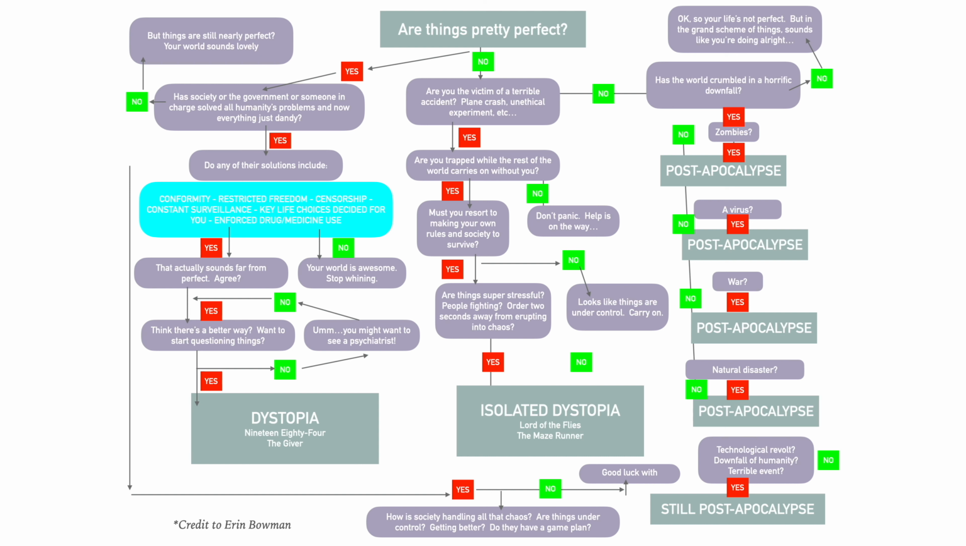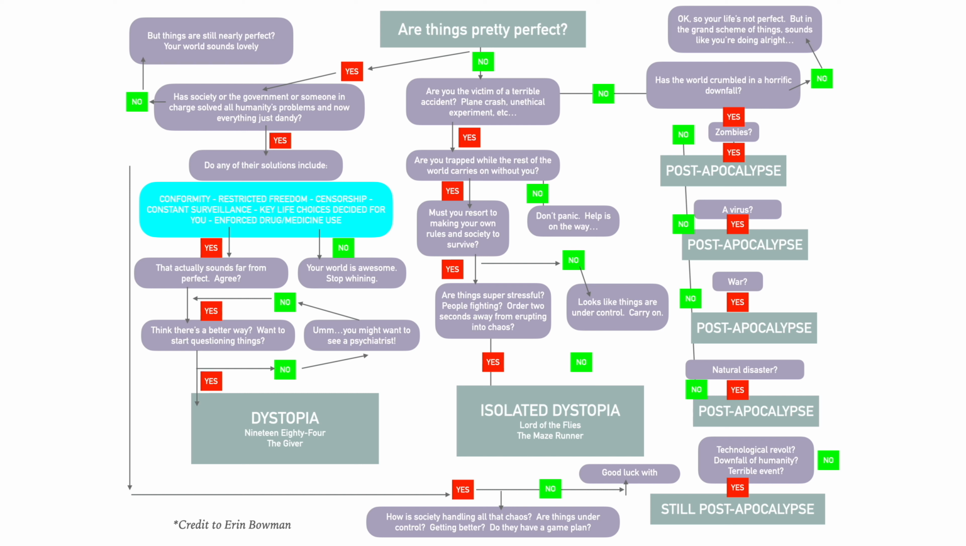Okay, so this flowchart is not something of my own invention. Credit to Erin Bowman, who allows for this to be shared and used for these purposes. This is a very tongue-in-cheek, funny way of exploring some aspects of dystopia. Dystopia can mean several things. It can overlap with things like the Gothic or science fiction especially.